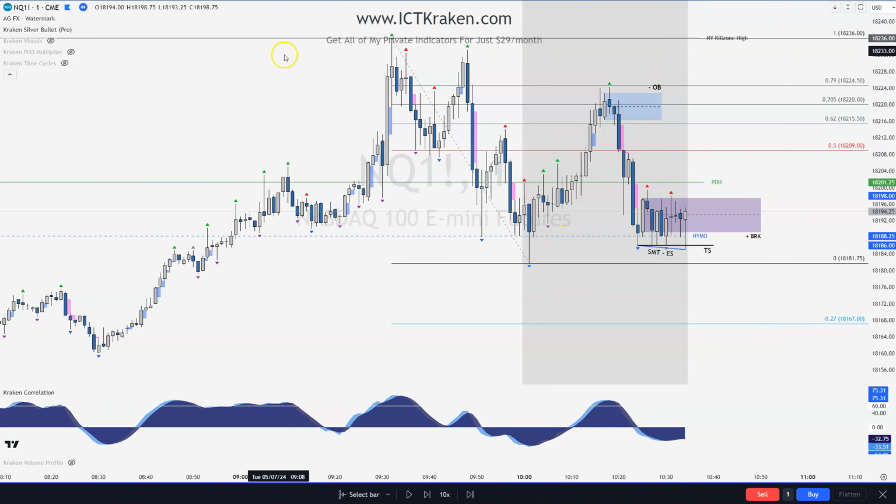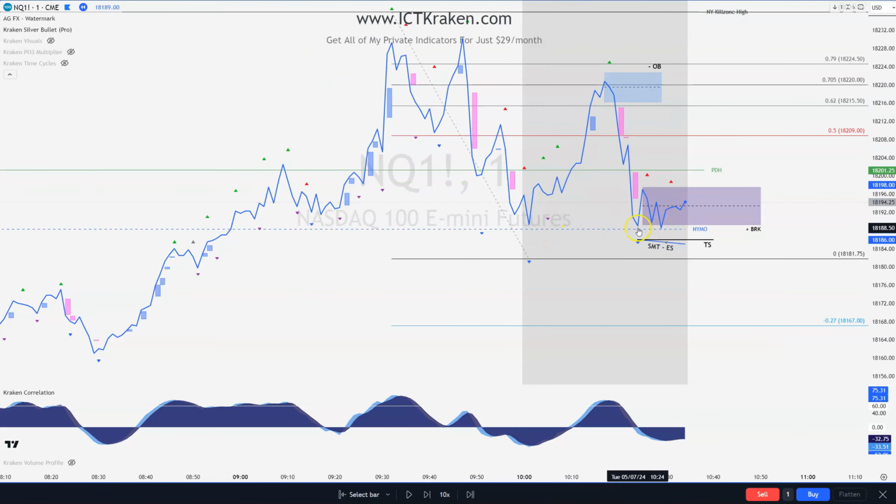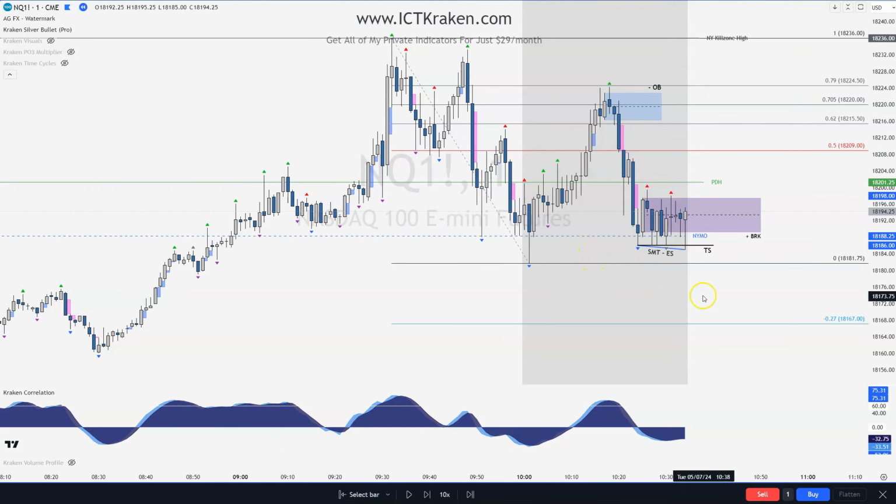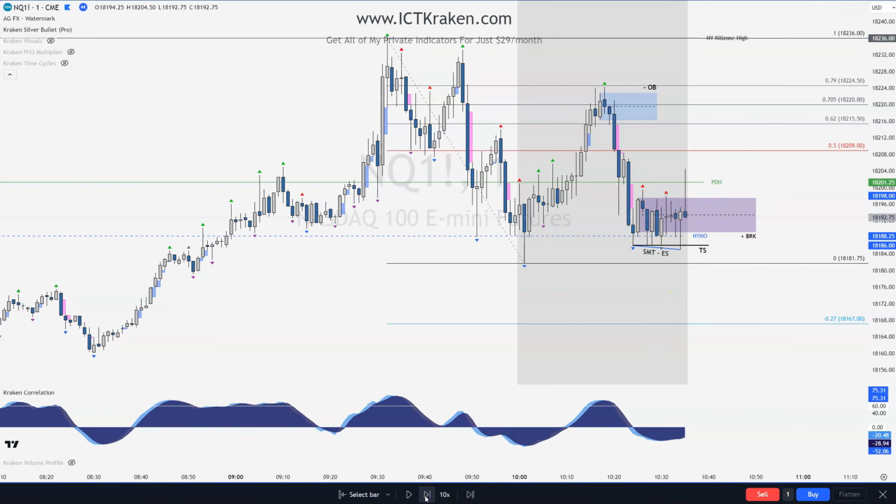Why is that a breaker block? Let me show you. Low, high, lower low. And if it breaks through, that'd be a breaker block. Okay, so we're just going to watch it. I'm not in a rush to get an entry. I got to see price action show me what it wants to do. And right here, well, close. Okay, it closed above.